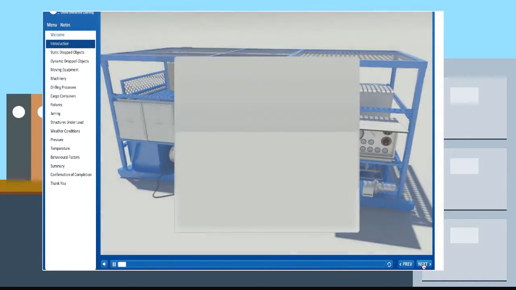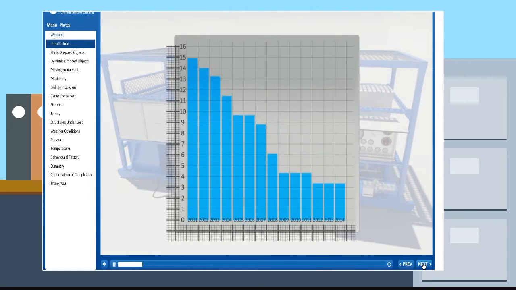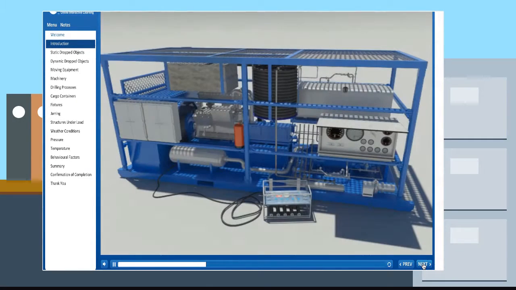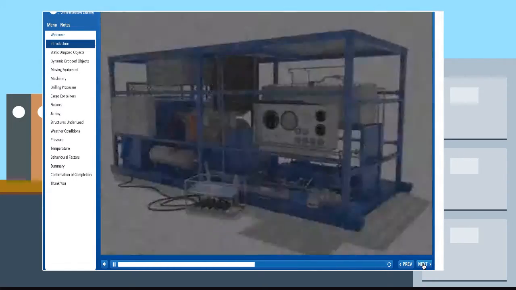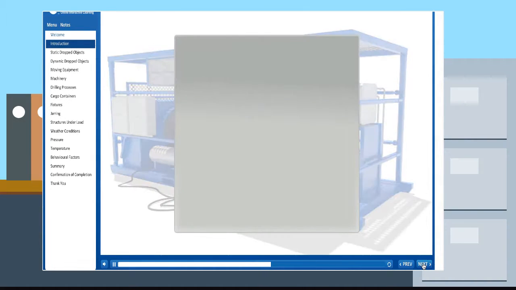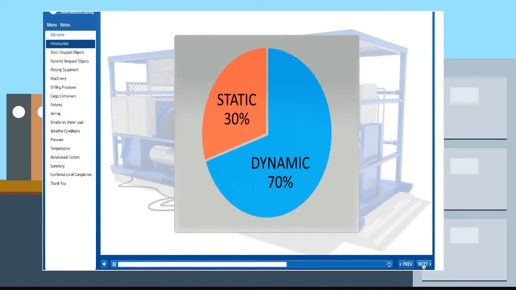In recent years, industry-wide initiatives designed to increase awareness of dropped objects have led to a decline in the overall number of related incidents. Despite this good work, however, accidents still happen. One particular area that remains a concern is dynamic dropped objects, which have been identified as the root cause in a significant majority of incidents.